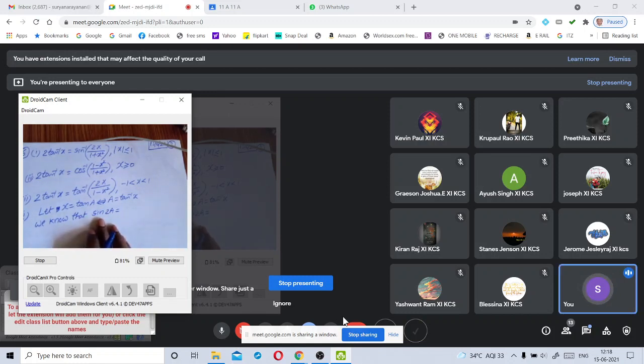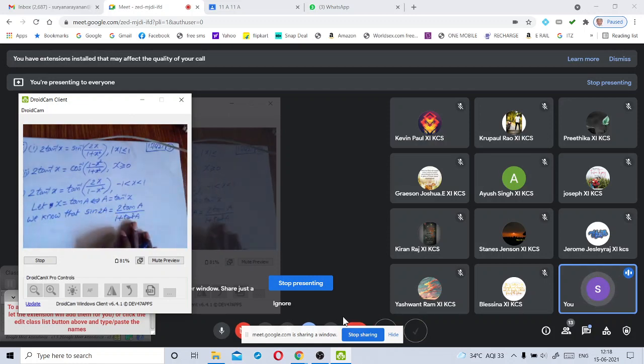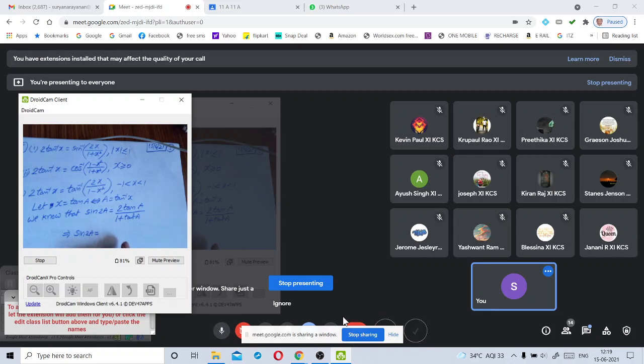This is a trigonometric formula you have already learned in first year: sin 2A is equal to 2 tan A by 1 plus tan square A. In this formula, let us substitute tan A is equal to x. What will you get in the RHS if you substitute tan A is equal to x? 2x by 1 plus x square.